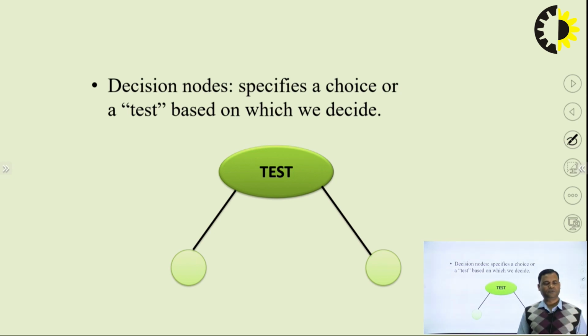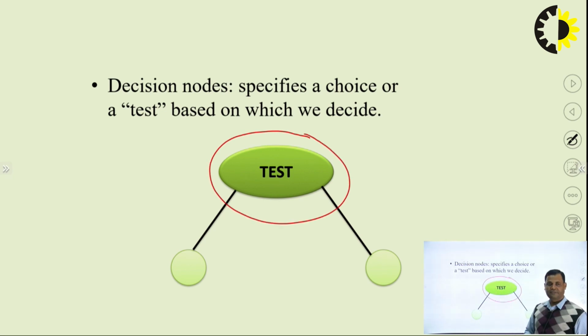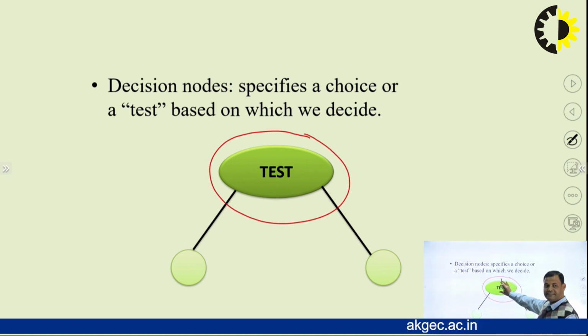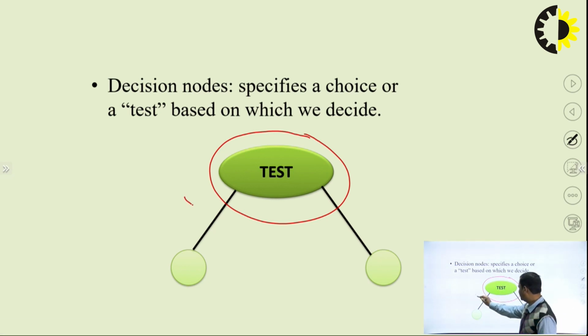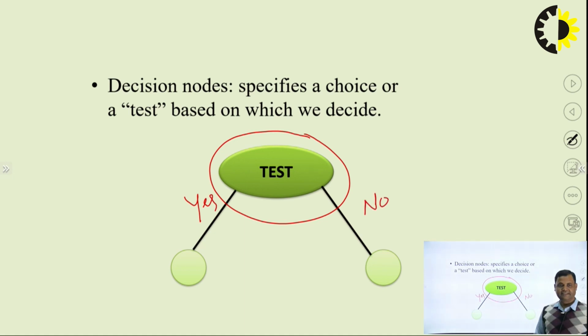The decision node should be here, a particular node where the test is performed. Basically, at this particular node the test is performed, and accordingly we take the decision. If the decision is yes, then this particular node will be created. If the decision is no, then this particular node will be created here.